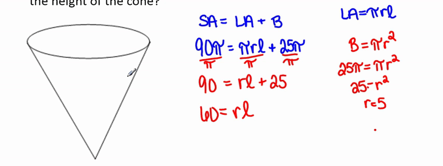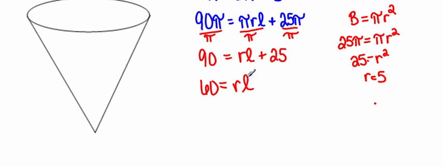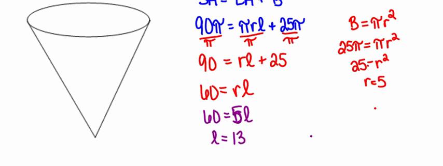Now I have that last little piece of the puzzle that I can fill in. I now know that 60 is equal to the radius 5 times the slant height, and now I can solve and find that the slant height is 13. So I was able to use the information given in the problem to find out a lot of things about our cone. I found that the radius of this base is 5, so I'm going to label this in the picture. We determined that the slant height of our cone was 13, and I'm going to label that in the picture too.